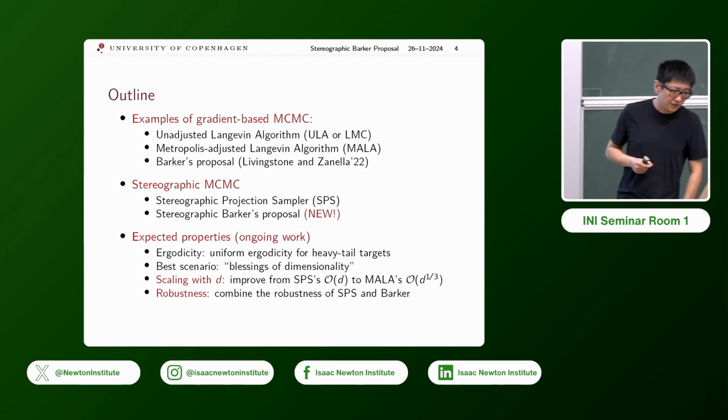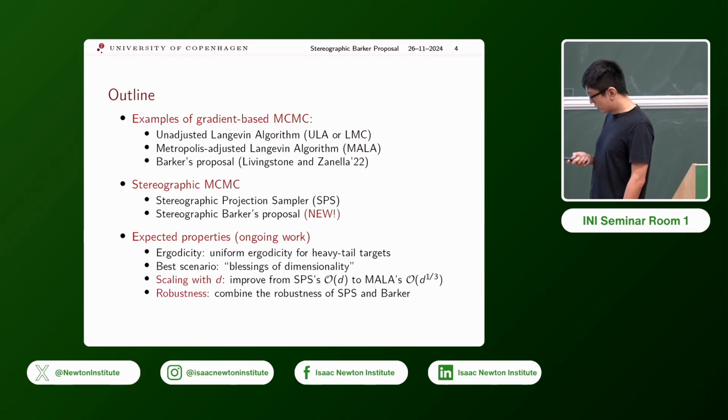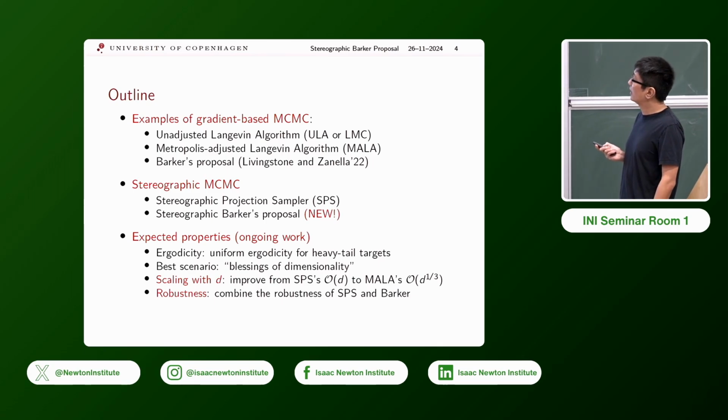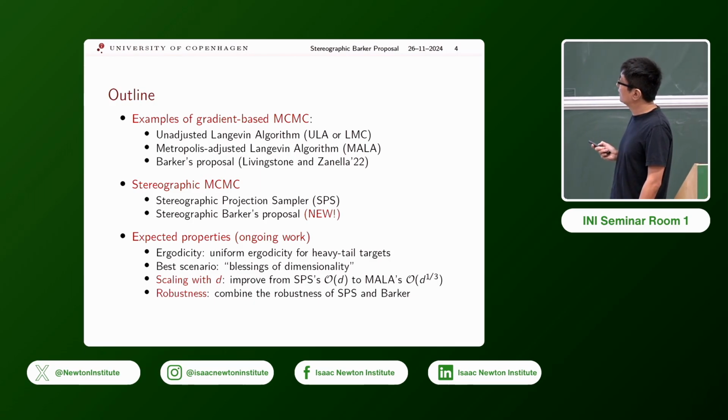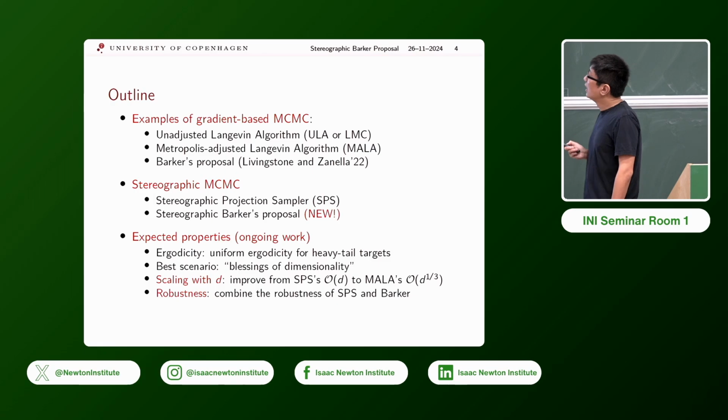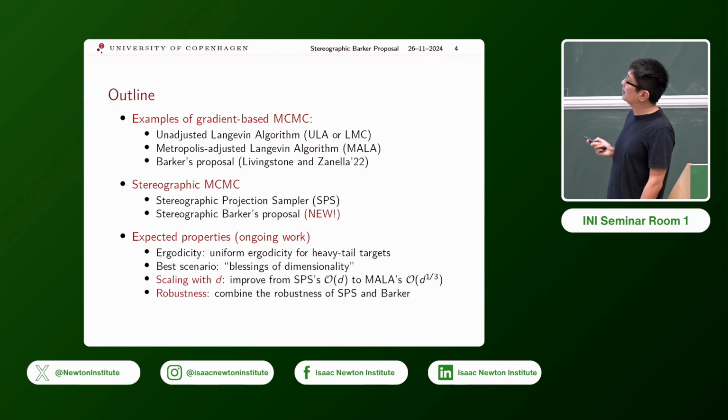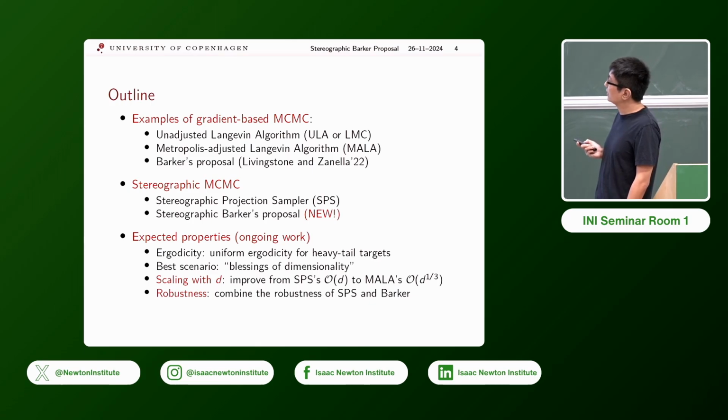The outline of this talk is as follows. At the very beginning, I will give a very brief review of some gradient-based MCMC algorithms. For example, like the previous talk already mentioned, the unadjusted Langevin algorithm, or ULA. The second algorithm is the Metropolis-adjusted Langevin algorithm, or MALA. Then I will focus on the third algorithm, which is called Barker's proposal. This is based on a paper by Samuel and Giacomo. I think both of them are in the audience.